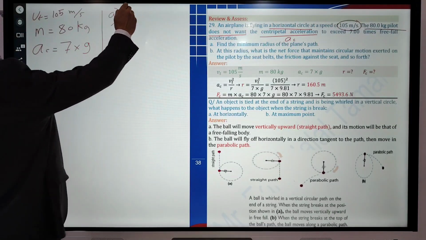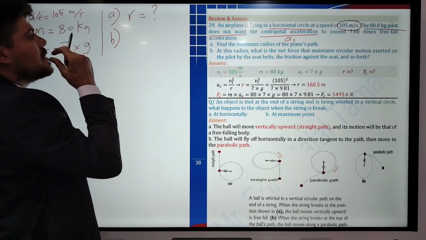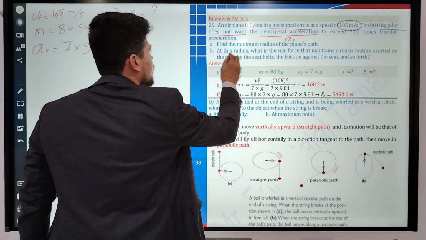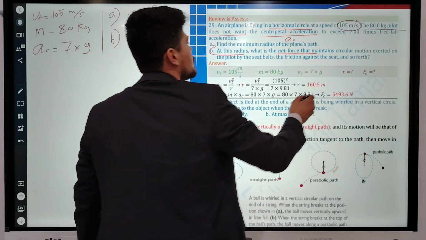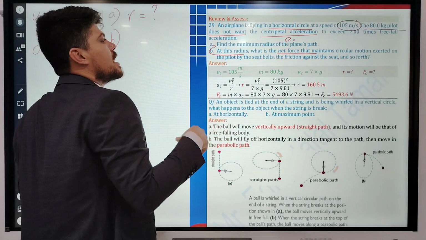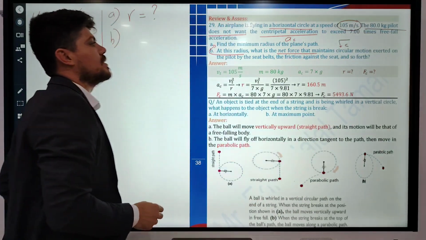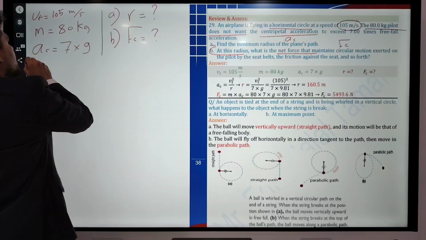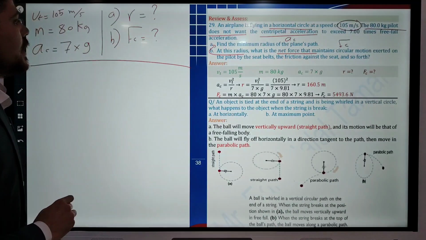A. Find the minimum radius of the path, R. B. At this radius, which we found in part A, what is the net force that maintains circular motion? What do you mean by net force that maintains circular motion? It means that this force is Fc. Careful, Fc is unknown. Okay, let's get started solving this question. Listen carefully, it is a very good question.